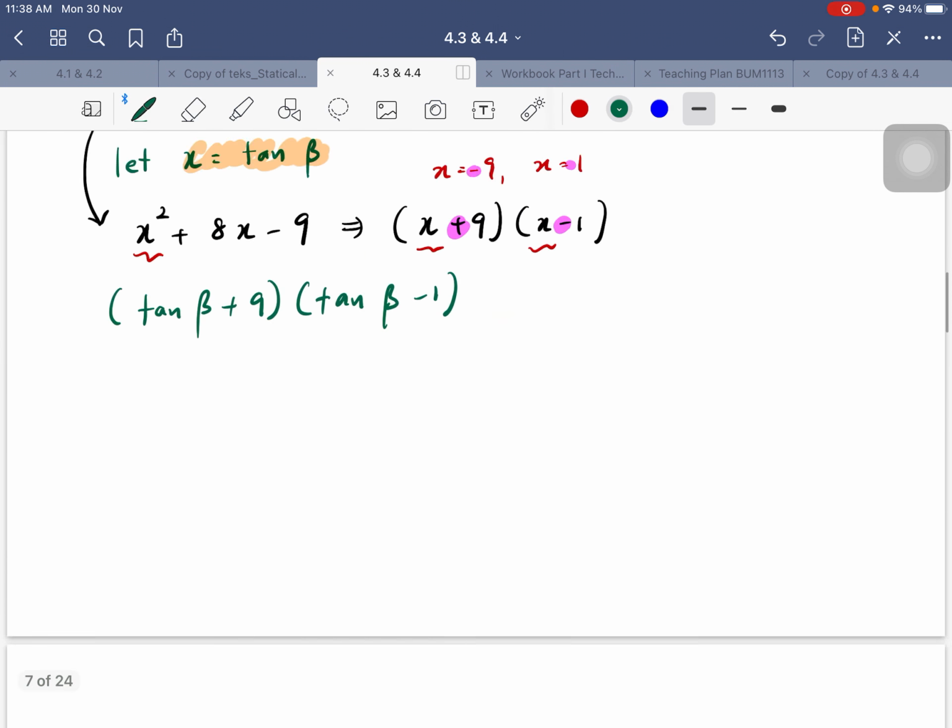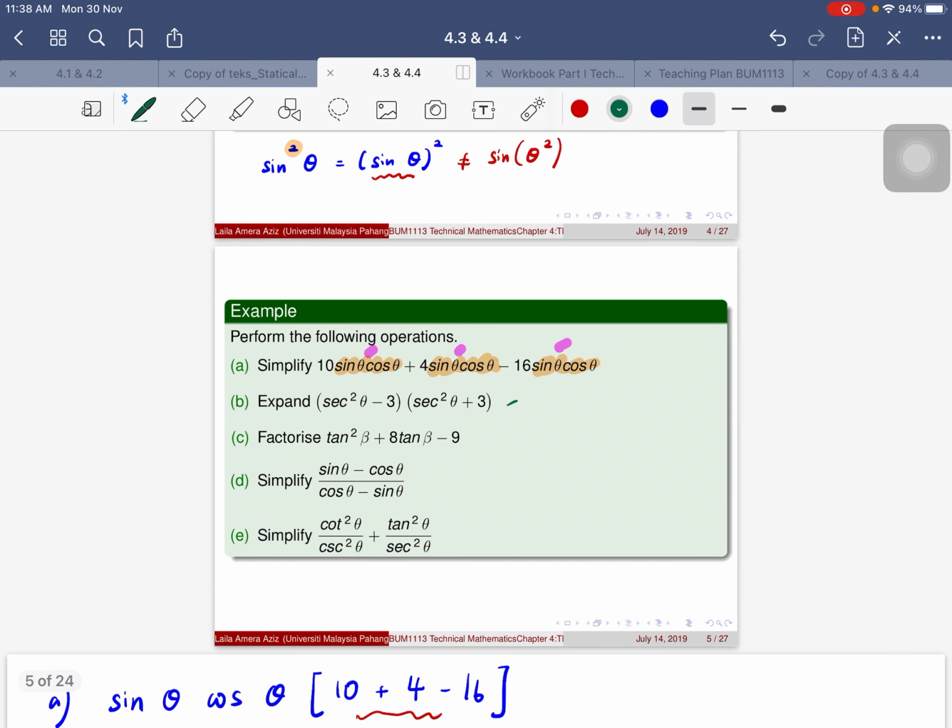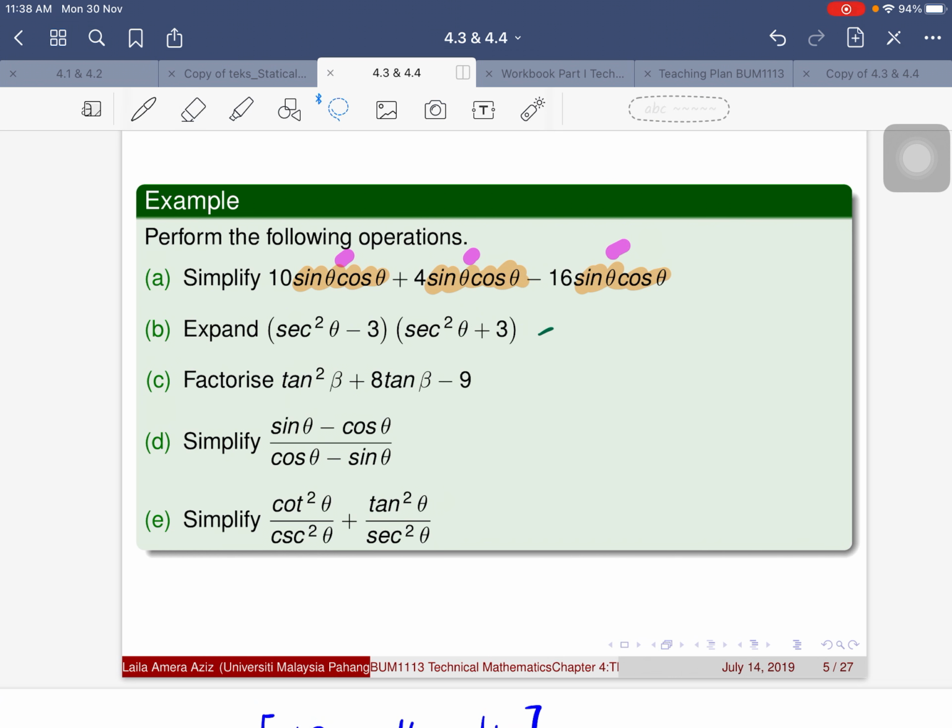So now let's have a look at E. What does the question want for E? E is going to be pretty much the same idea. For this one also, we are going to simplify.